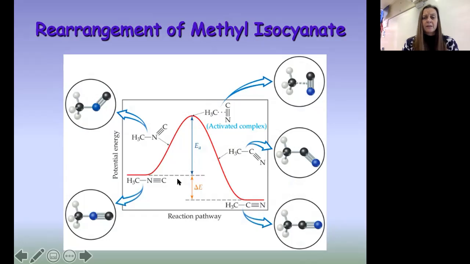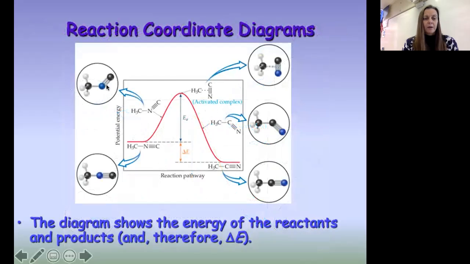Okay, so let's talk about the different pieces of our reaction coordinate diagram. We see the energy of the reactants here. This is the potential energy of the reactants. We see the energy of the products, and therefore the difference between the two of them is the change in enthalpy.